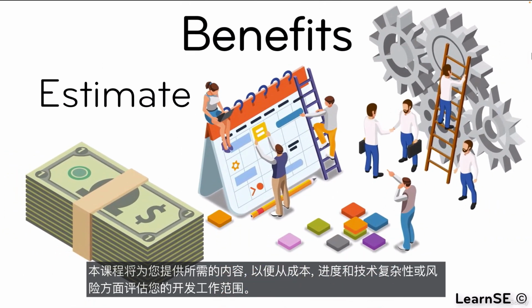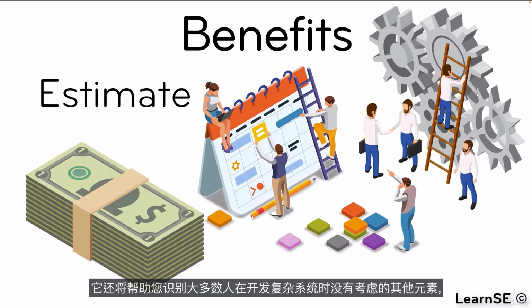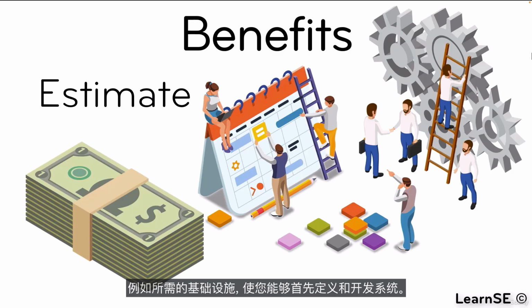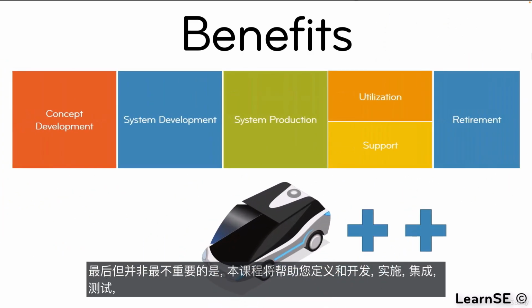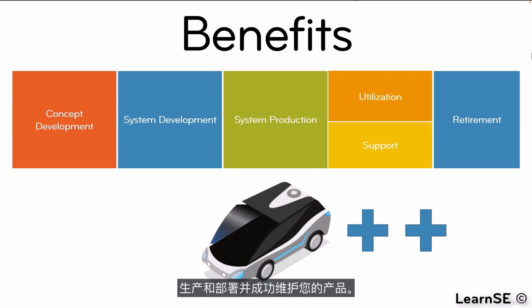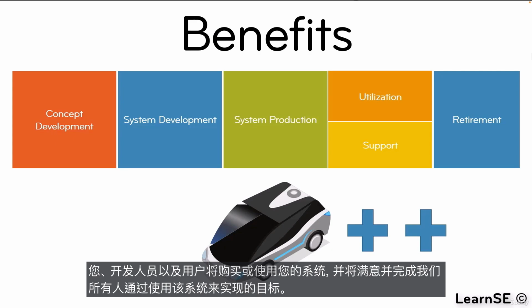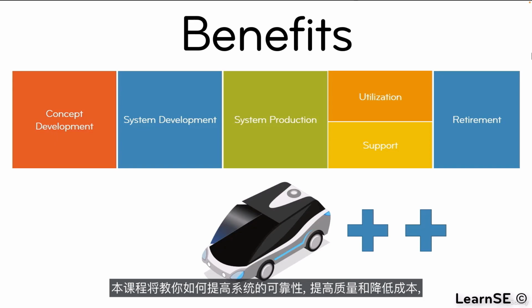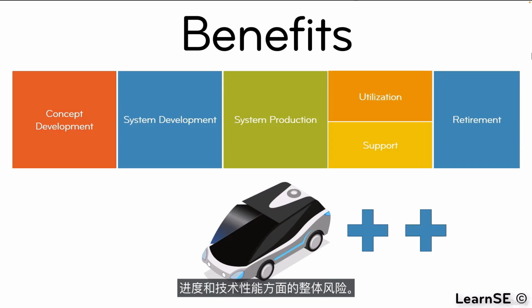This course will give you what you need in order to estimate the scope of your development efforts in terms of cost, schedule, and technical complexity or risk. It will also help you identify other elements most people don't think about when they develop complex systems, like the infrastructure that's required that enables you to define and develop the system in the first place. Last but not least, this course will help you define, develop, implement, integrate, test, produce, deploy and sustain your product successfully, where you, the developer, as well as the user, will be purchasing or using your system, and will be satisfied and accomplish the goals that we all set out to accomplish by using that system. The course will teach you about increasing reliability of your system, improving quality, and reducing overall risk from cost, schedule, and technical performance perspectives.